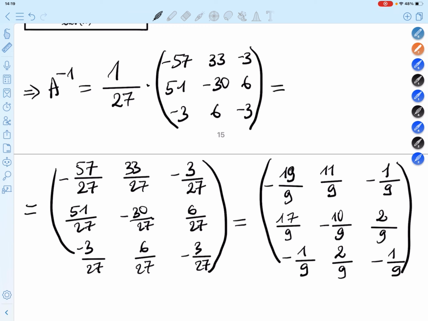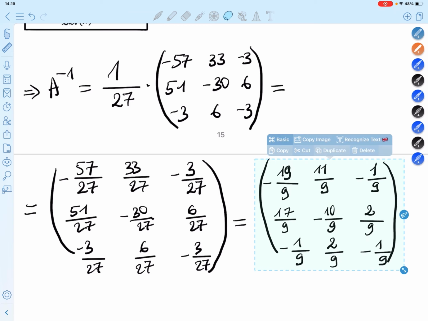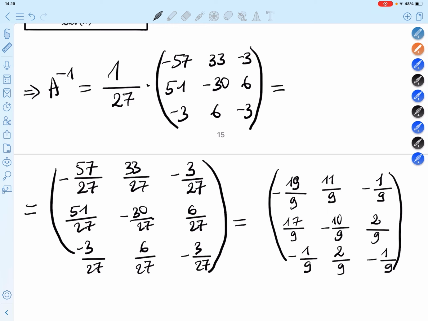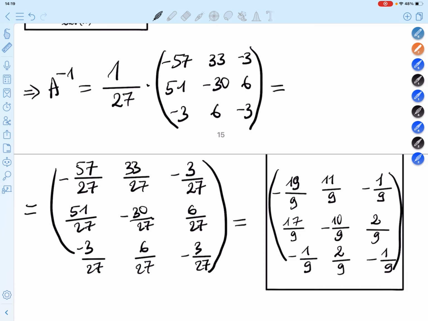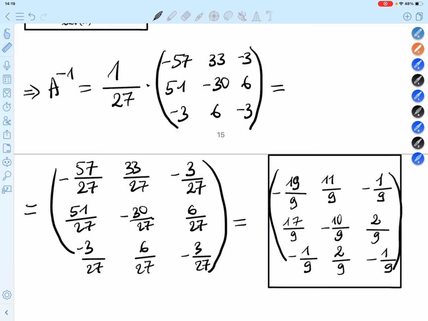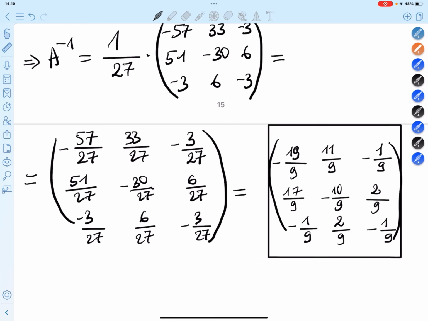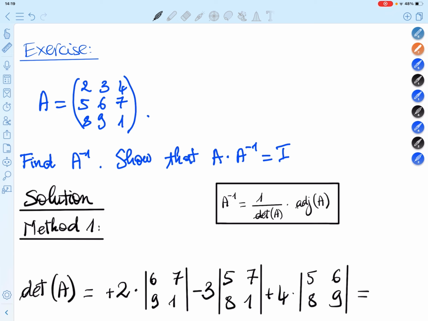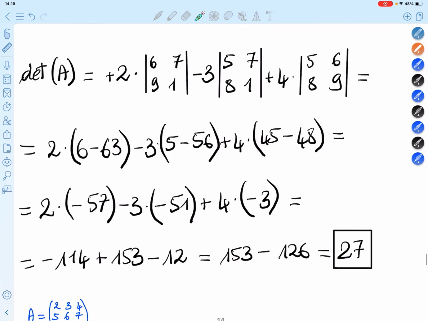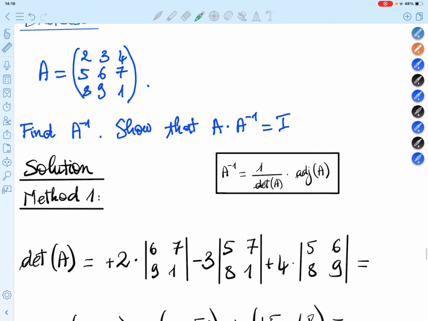So basically, this is the inverse of A. So this is A inverse. Now, what we needed to show, so as you can see, we have found the inverse of A, but we are not quite sure yet if it's correct, because we might have done some mistake in between.